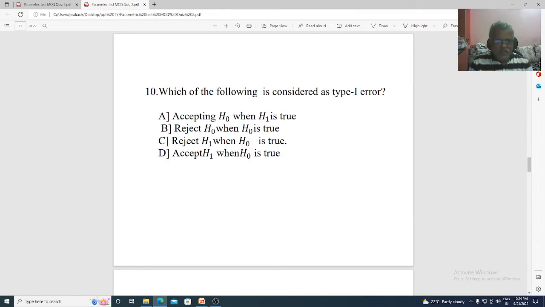Question number 10. Which of the following is considered as type 1 error? Option A, accepting H0 when H1 is true. B, reject H0 when H0 is true. C, reject H1 when H0 is true. D, accept H1 when H0 is true. The correct option is option B, reject H0 when H0 is true.